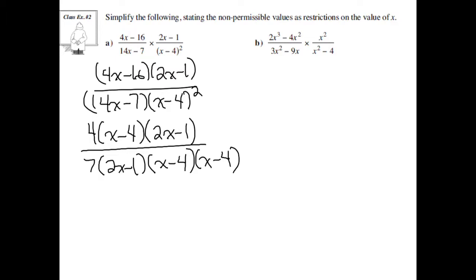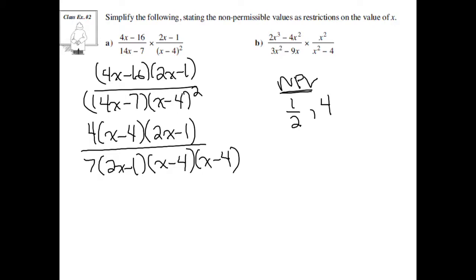Now, before we go any further, we do want to state what our non-permissible values are before we start our simplifying process. So my non-permissible values, again a reminder, are whatever values of x are going to cause us to divide by 0. It will be positive 1/2 or positive 4.